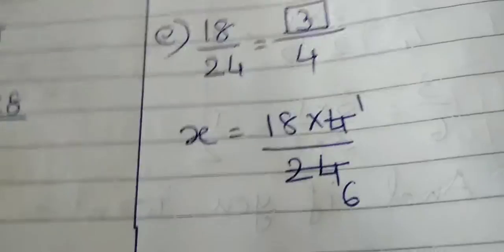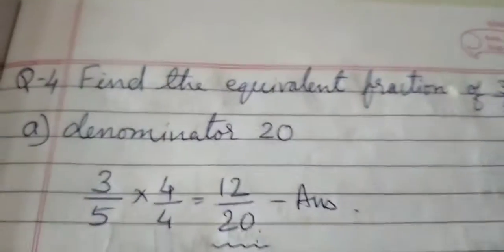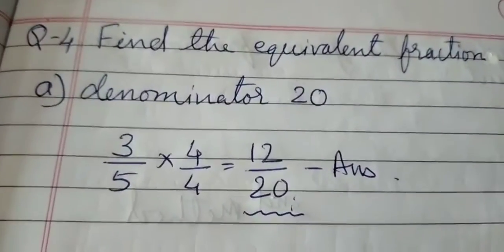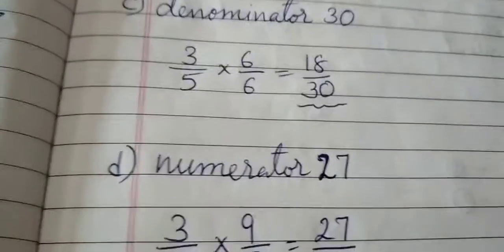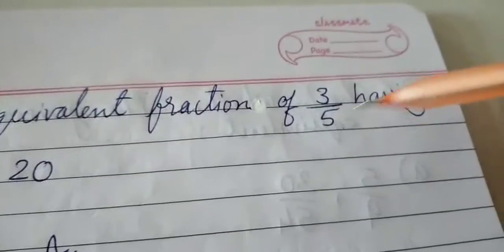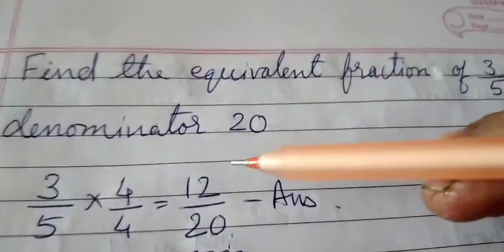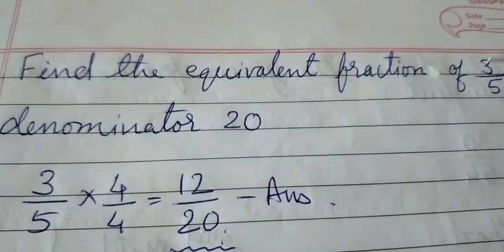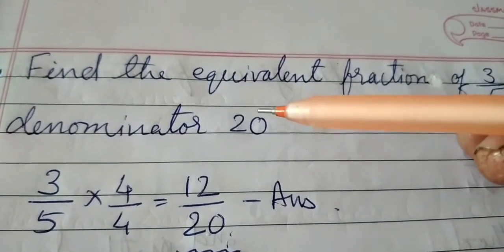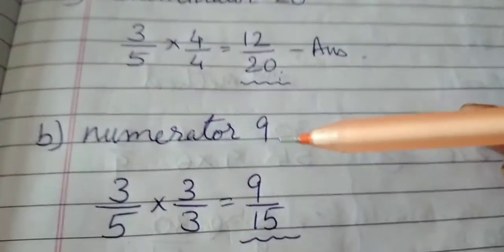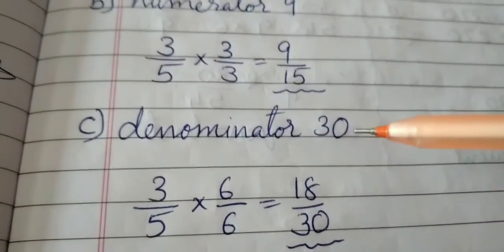Now we move on to question number 4. Find the equivalent fraction of 3 upon 5 having, there are 3 separate sums. You have to find out the equivalent fraction of the given fraction. In all the 3 cases you have to take 3 upon 5, but in the first case you have to find out the equivalent fraction where the denominator is 20. Okay. In the second case the numerator is 9 and in the third case again the denominator is 30.